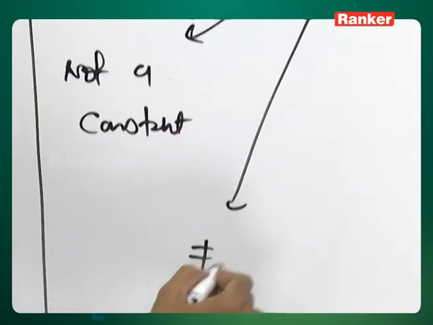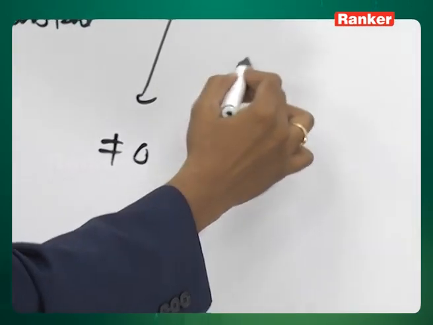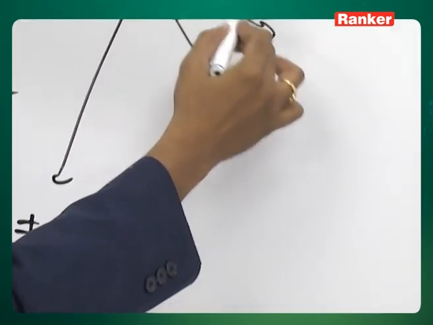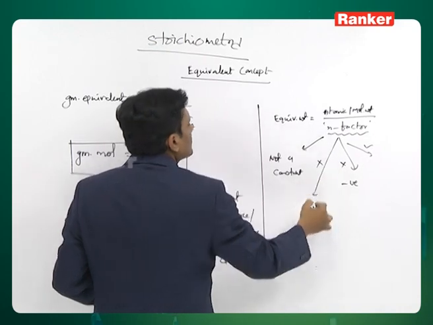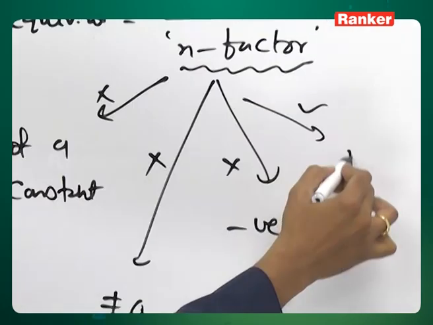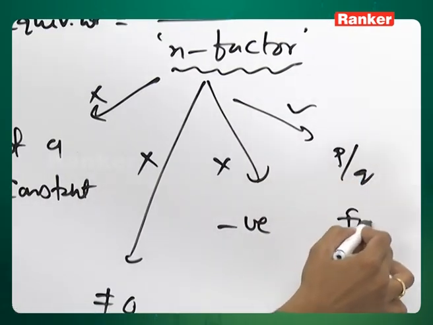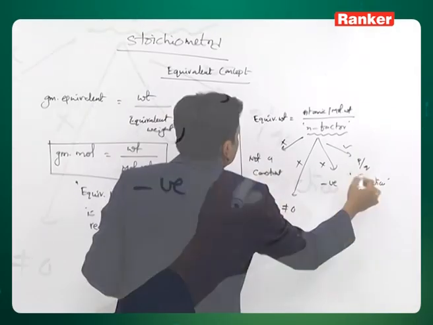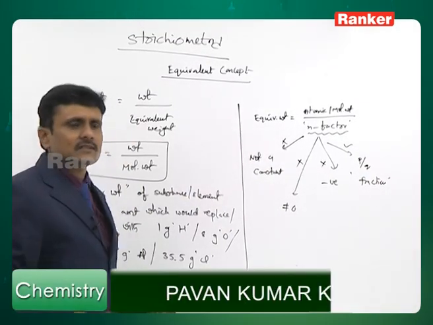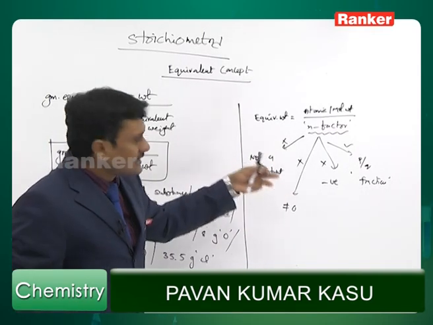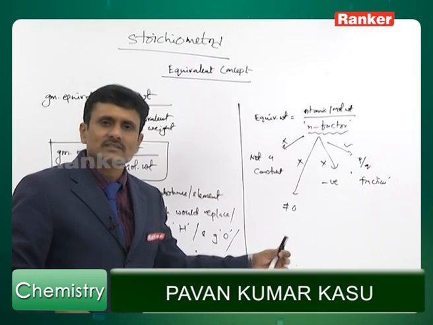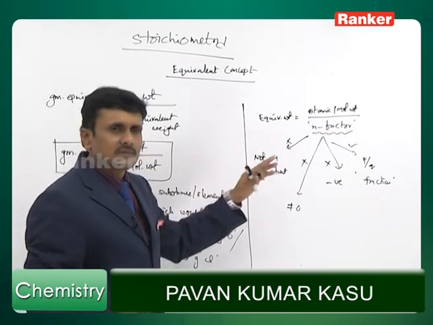N factor can never be 0. N factor can never have a negative value, but it can be a fraction. This cannot be negative, this cannot be 0, this cannot be constant, but it can be a fraction. At the same time, the definition for the n factor differs from compound to compound. Now, let us categorize the elements or compounds into various types and define the n factor for each case.